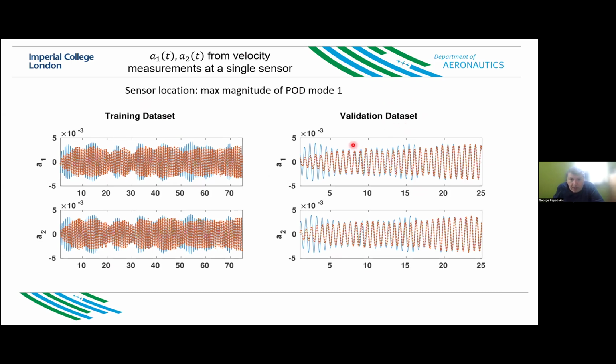So the blue results are the DNS. The red results are from my estimation using a single sensor at one point. And you can see it starts from 0 because I don't have anything to start with. So I start from 0, and quickly within seven revolutions, it captures the correct amplitude and continues to follow it. Okay, there are some locations for which I have some discrepancies, but let us not forget that it's just a single point on a three-dimensional turbulent flow field.